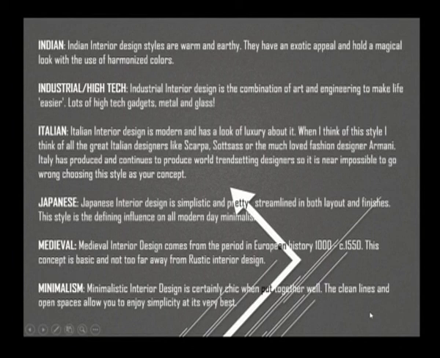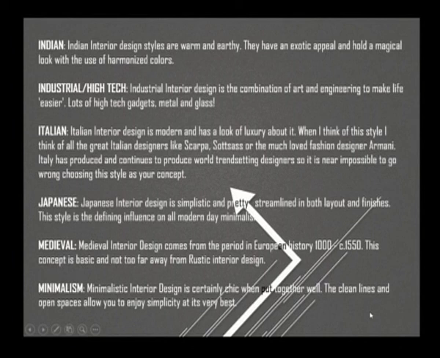Japanese interior design is very simplistic, very minimalist, and pretty streamlined in both layout and finishes. Then we're going to look at medieval interior design, which comes from the period in European history, 1000 BC to 1550. This concept is basic and not too far away from rustic interior design.